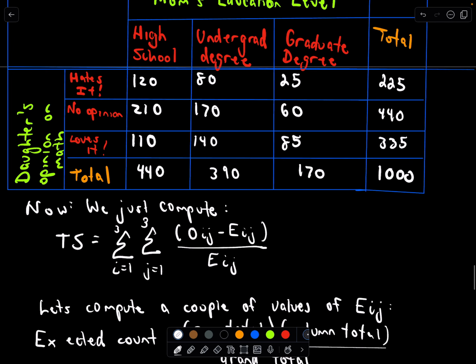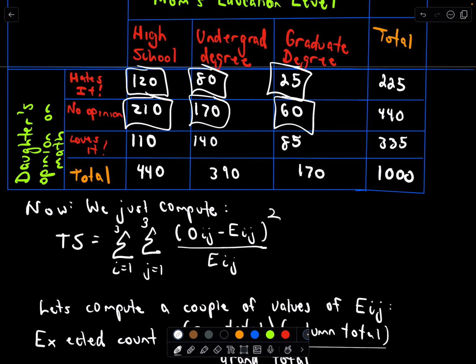Okay, so now let's actually compute our test statistic. How do we do that? Well, just like with the chi-square, we're going to take observed values minus expected values. I think I left my square out there. Let's put that square on there because that's definitely important. So that's going to be our test statistic. Now, each of these is going to be an observed value. We have 9 observed values.